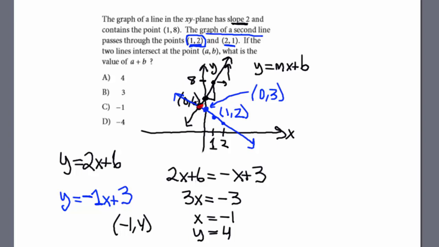So here we'll give it a different color. There we go. That's the spot where they actually intersect. And so we're done. Well, no, we're almost done. If they intersect at the point (A, B), they want to know what's the value of A plus B. So you do all that work to get these two numbers, and then they say, could you please add them? Okay, fine. I can add -1 and 4. You get 3.